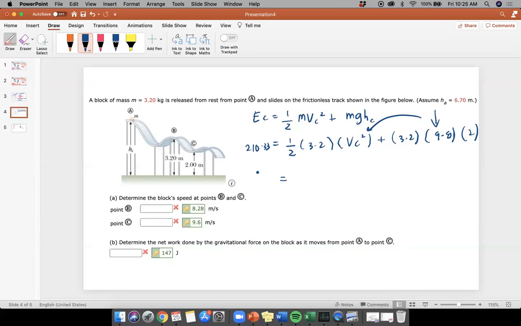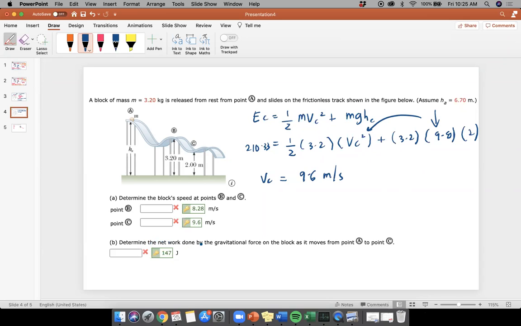Okay, so now EC is 210.33, which gives us a VC as, what is it? What is VC? Oh, it's there, 9.6. Right, the answer is already there. Okay, so 9.6 meters per second. So because the height decreased, it has to convert the energy into KE, which makes the velocity higher. Okay? So that is for the velocity.